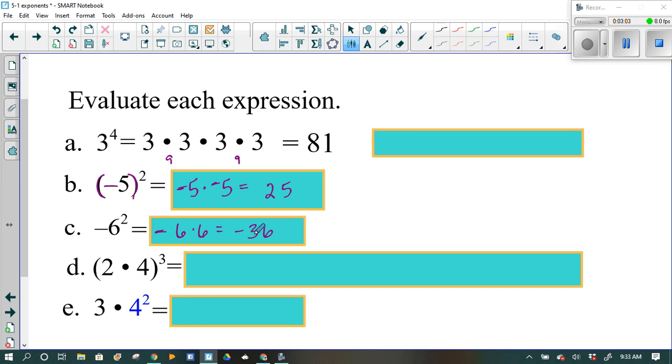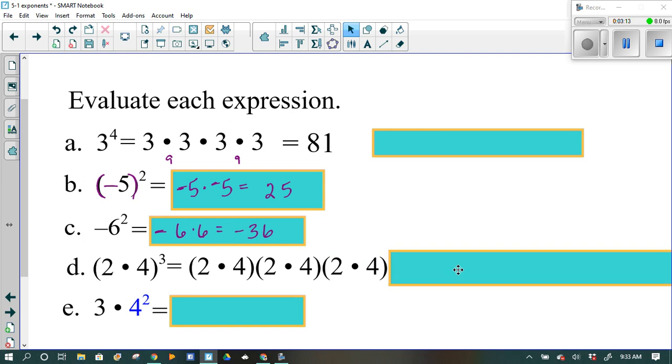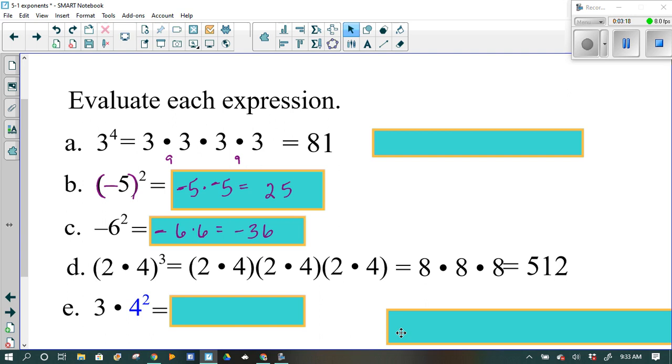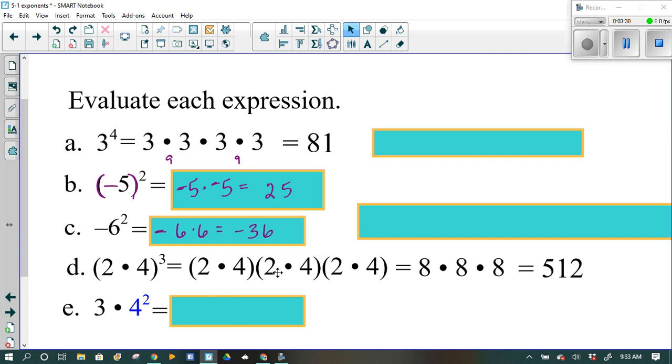This is going to be 2 times 4 cubed. So you're going to go 2 times 4, 2 times 4, 2 times 4. So then you multiply the 2's. So 2 times 4 is 8, 2 times 4 is 8, 2 times 4 is 8, 8 times 8 times 8, oops, is 512. So remember, always make sure that you take care of the numeric values.